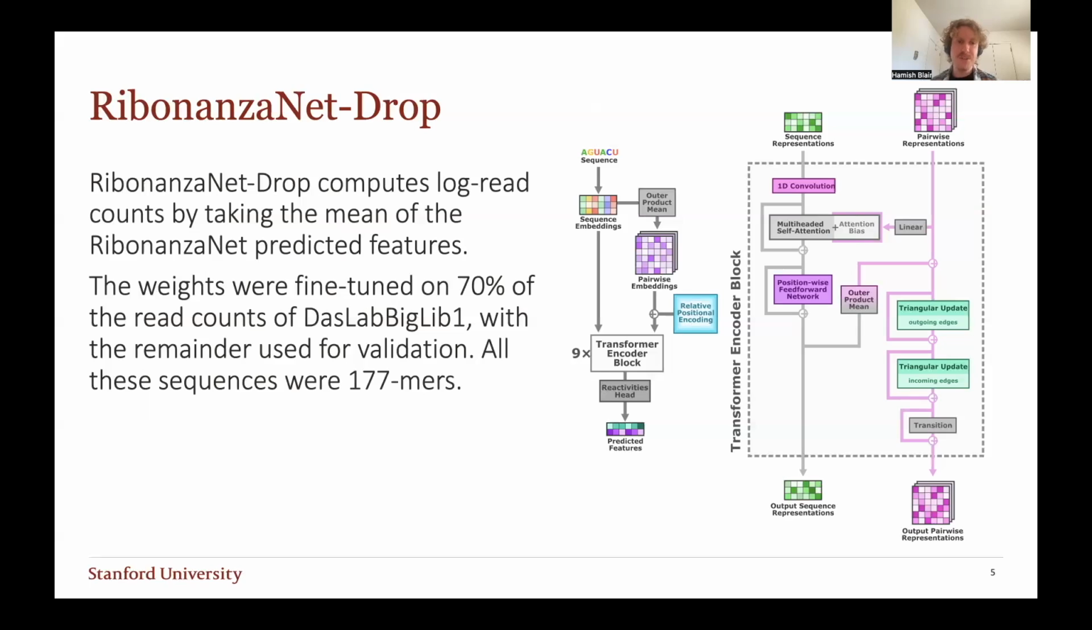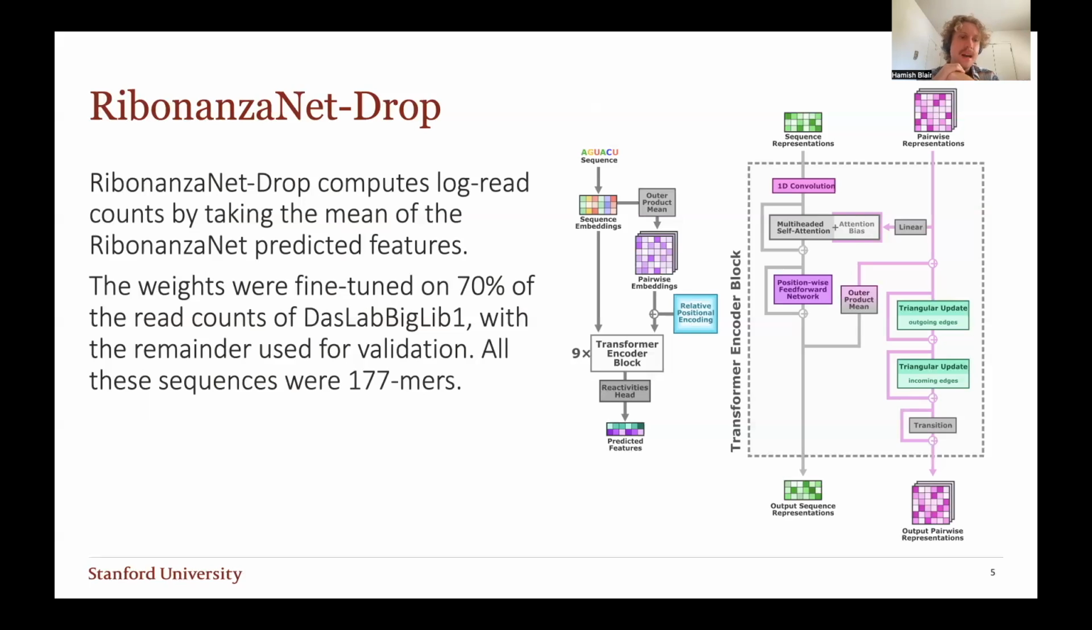So the actual data that was used is the same training data from RibonazaNet, except instead of the chemical mapping profiles, we trained it on the read counts. 70% of the data was for training, the rest we used for validation. And important to keep in mind was that all the sequences used were 177 nucleotides. And so the model has only seen sequences of length 177 during training.